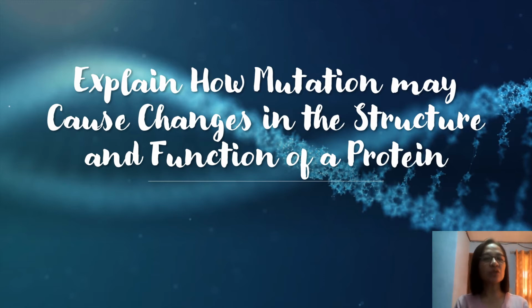Explain how mutation may cause changes in the structure and function of a protein. We need to explain briefly what mutation is, identify the kinds of chromosomal mutation and its effect, and cite some examples of mutagen or carcinogen that can bring about the permanent alteration to the physical composition of DNA gene.